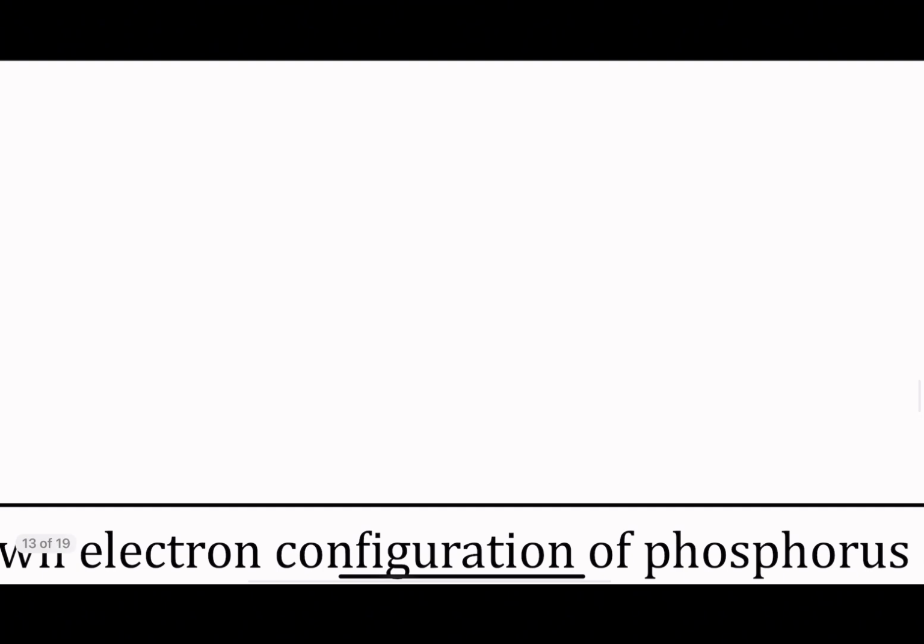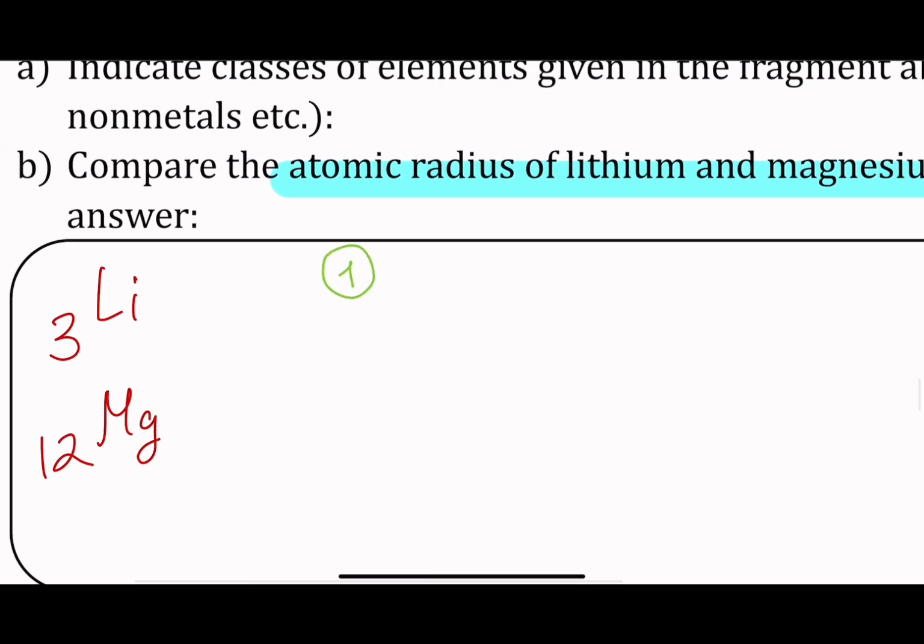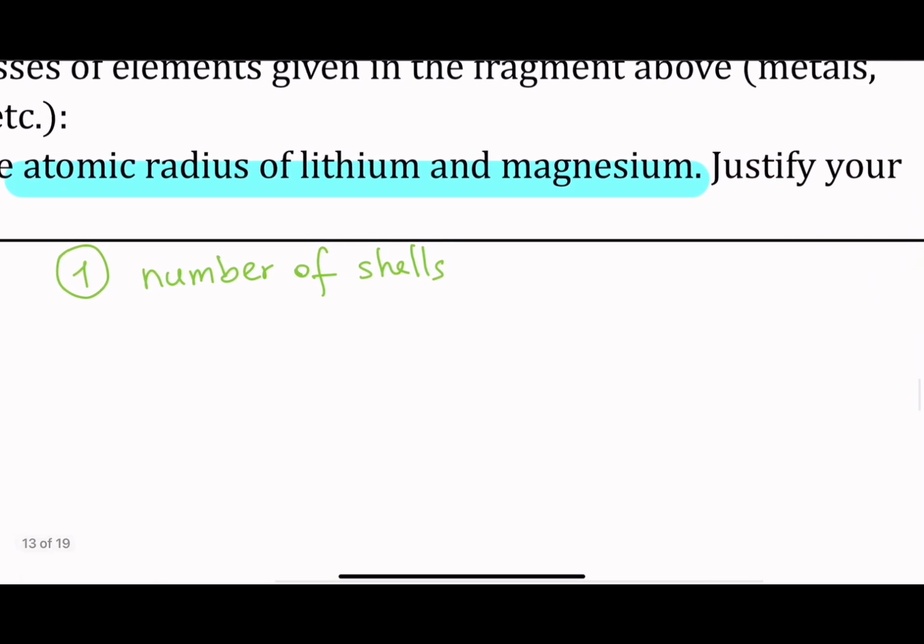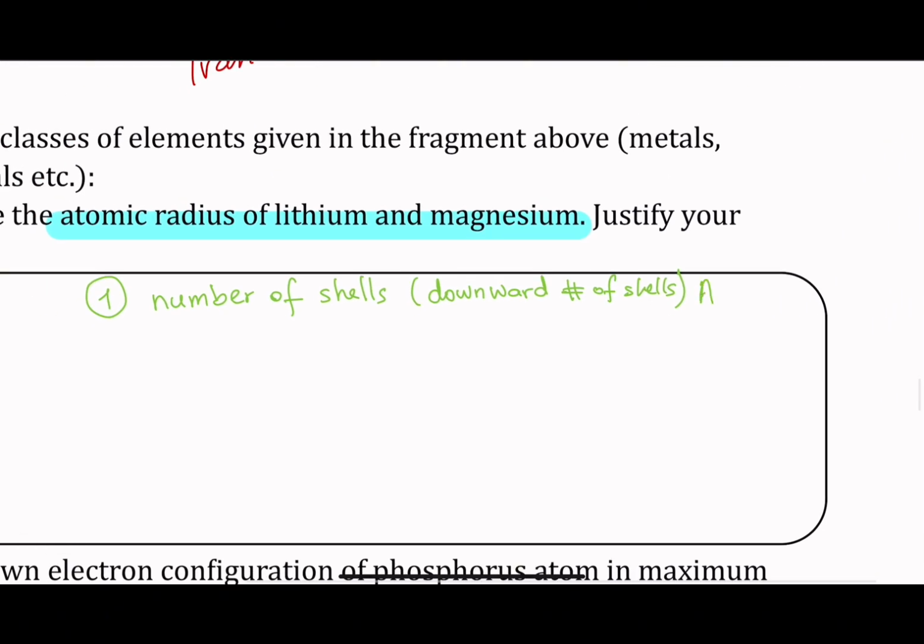Now there are two reasons. Remember this. One of them is the number of shells. As we go downwards, the number of shells increases. And we know that if I keep increasing the shells, my atomic radius will increase, because more shells means we will have a bigger atomic radius.